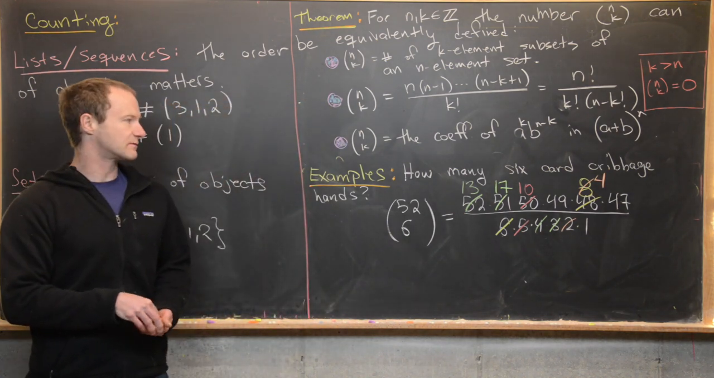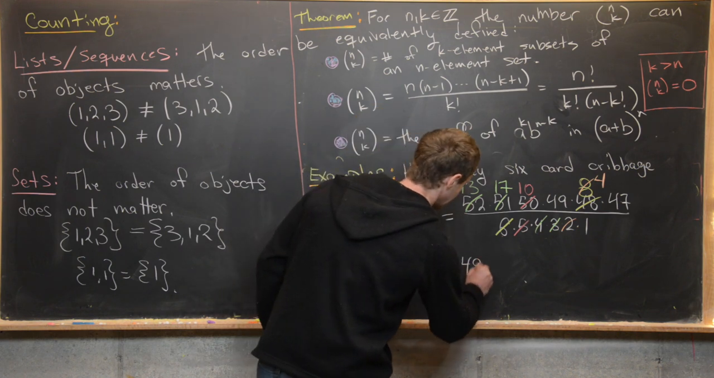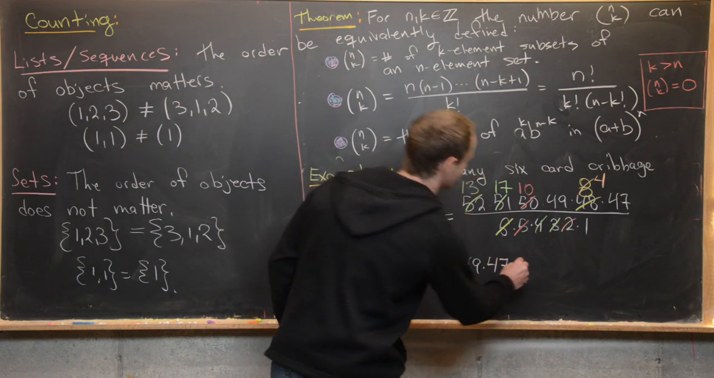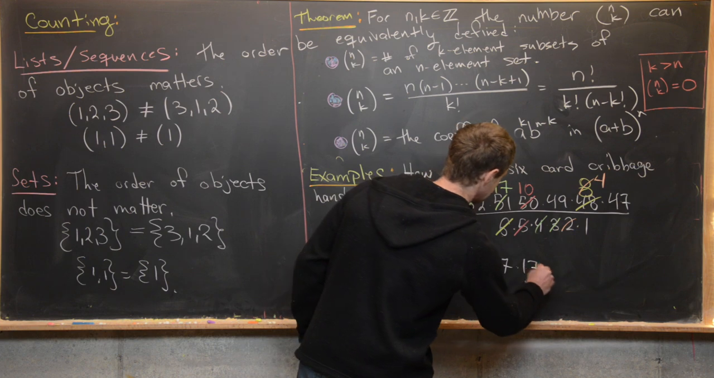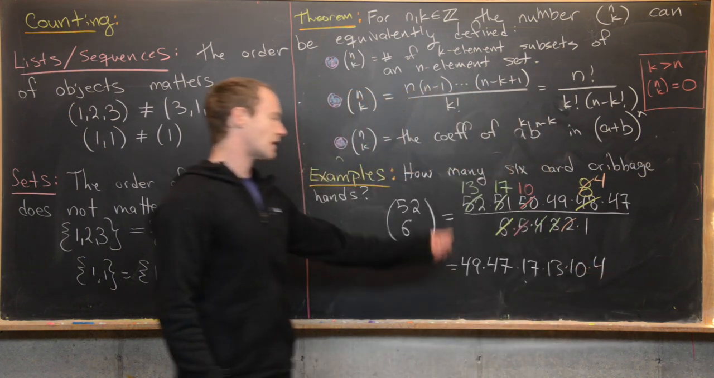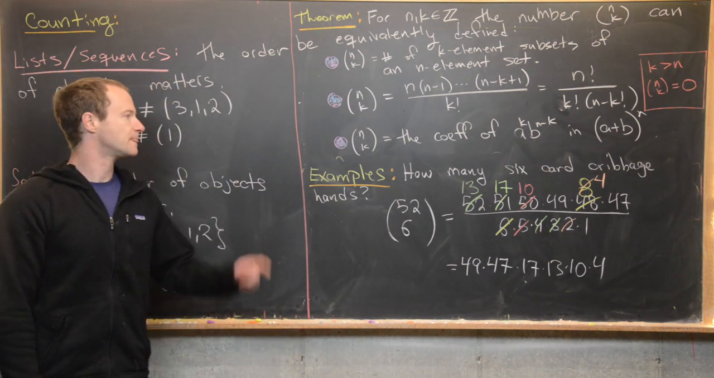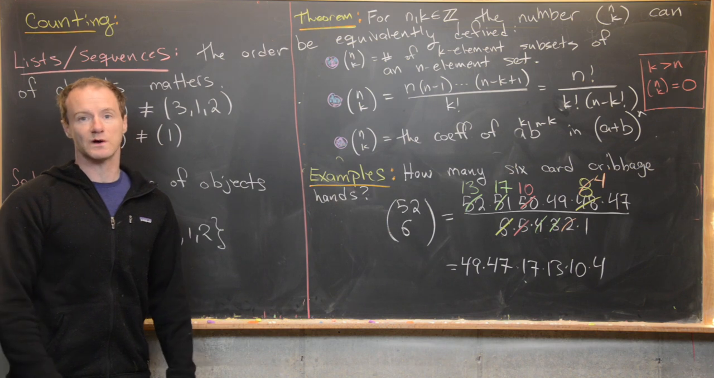So we've still got some numbers to multiply up, but they're a lot less hard to multiply. So we have 49 times 47 times 17 times 13 times 10 times 4. So I won't multiply those out, but that's how many 6-card cribbage hands there are. Okay, let's clean up the board and we'll do one more example.